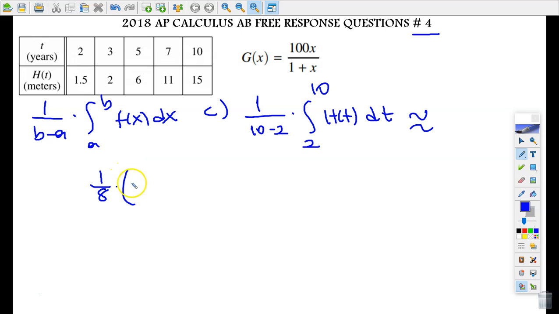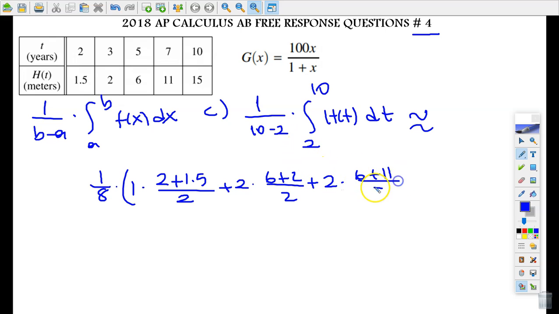1 times (2 plus 1.5) divided by 2, plus 2 times (6 plus 2) divided by 2, plus 2 times (6 plus 11) divided by 2, and plus 3 times (15 plus 11) divided by 2. So we just applied the area formula for a trapezoid. Now the last thing that we need to do is to simplify this expression.